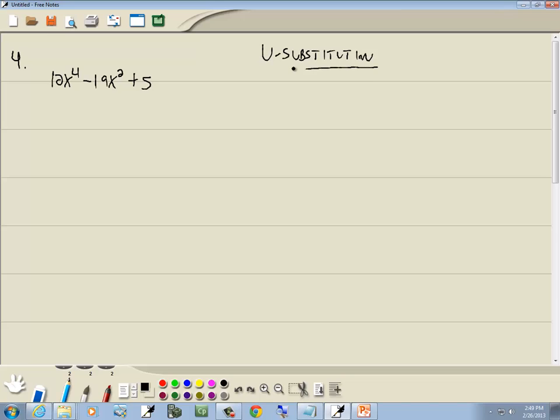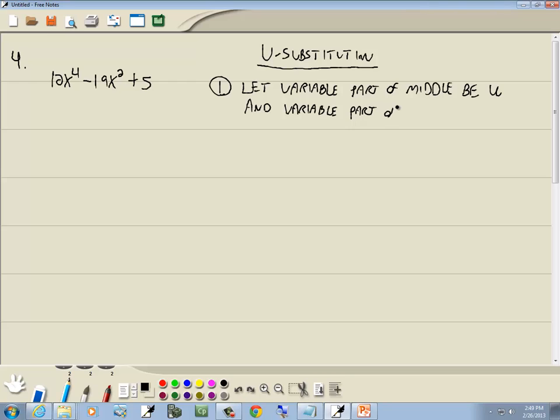U-substitution. Our first step, let the variable part of the middle be u, and the variable part of the first be u squared. So this right here is going to be our u, and this right here will be our u squared. Doesn't include the numbers out in front of it. So this becomes 12u squared minus 19u plus 5.